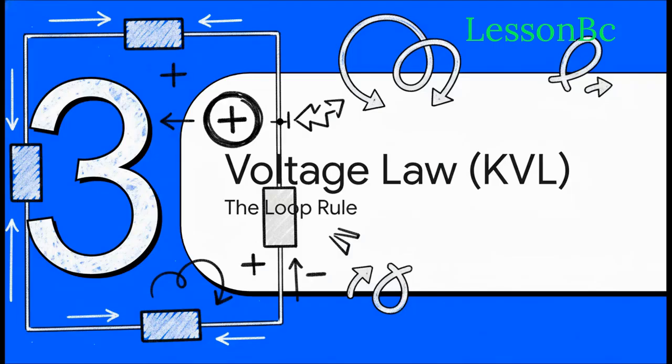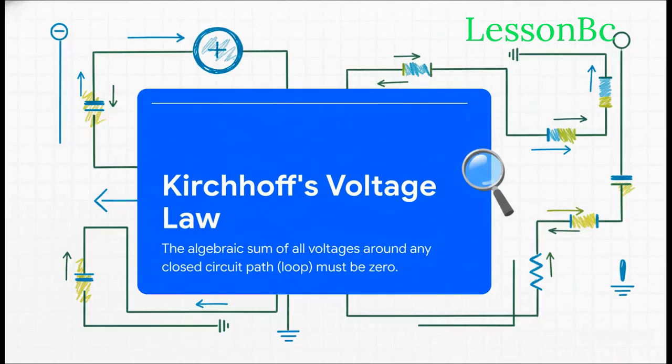Okay, so that's current. But what about voltage and energy? For that, we need Kirchhoff's second law, the voltage law. You'll also hear it called the loop rule. This law is all about closed loops in a circuit, any path that starts and ends at the same spot. And here's the cool part. If you take a trip around any closed loop in a circuit, the sum of all the voltage changes you see along the way will always add up to 0.